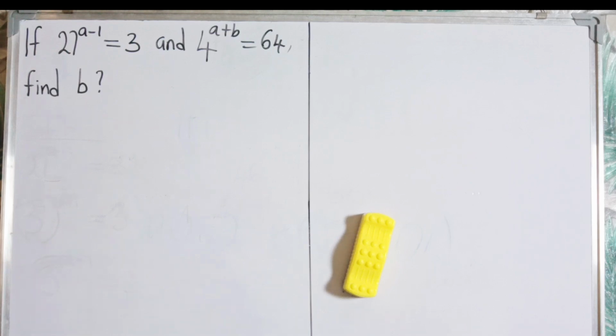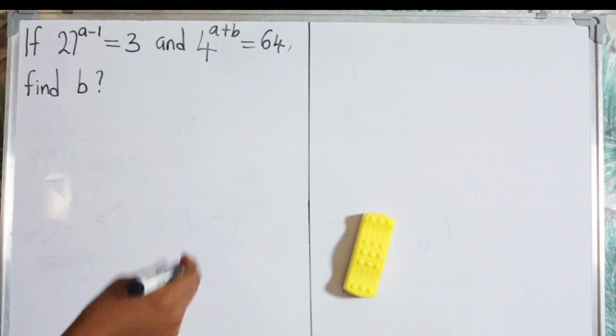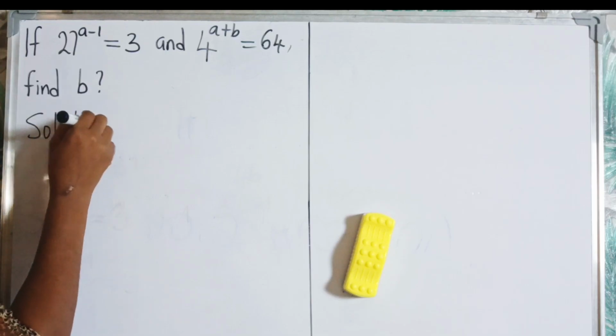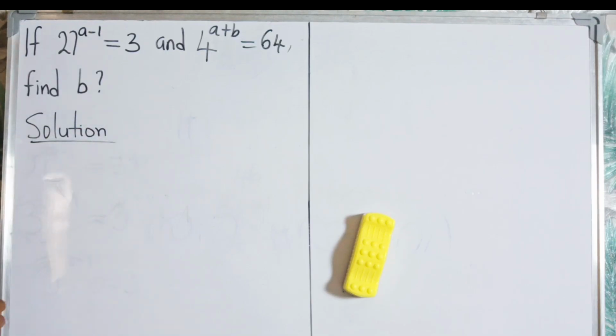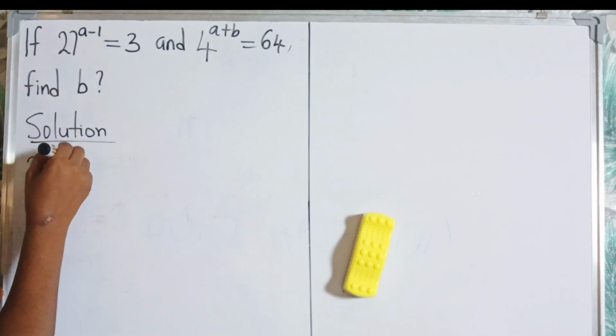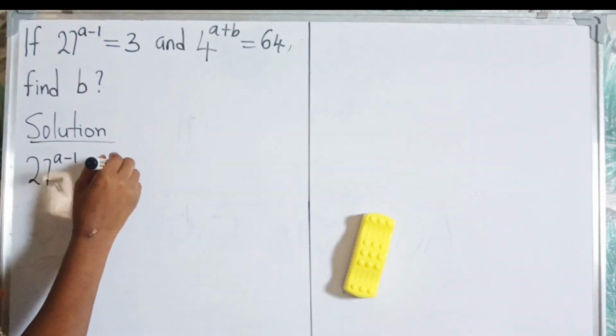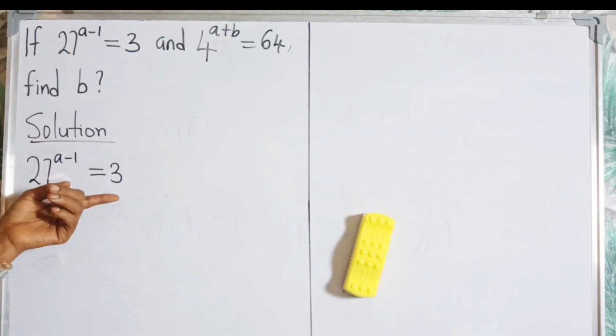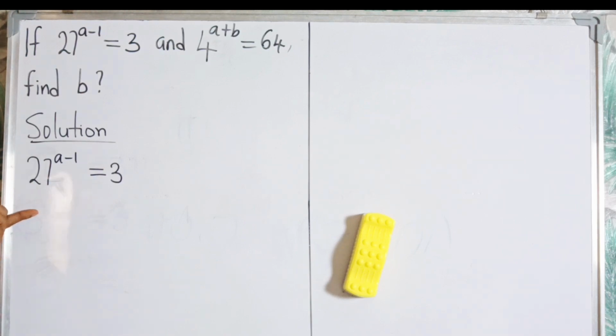Okay, let's try this out together. So first of all, we are going to have the solution. Now to find the value of b, we need to begin with the first equation, which is 27 raised to power a minus 1 is equal to 3. So here I have 27 raised to power a minus 1, and this is equal to 3. Now, we will use this equation to get the value of a.